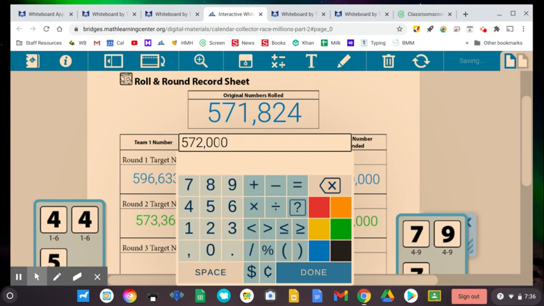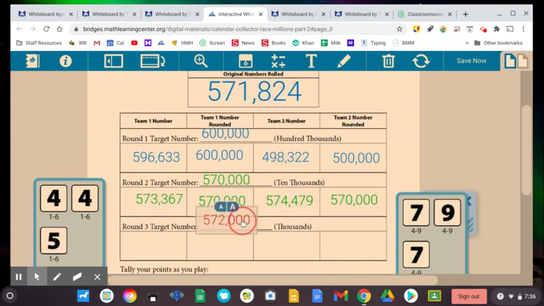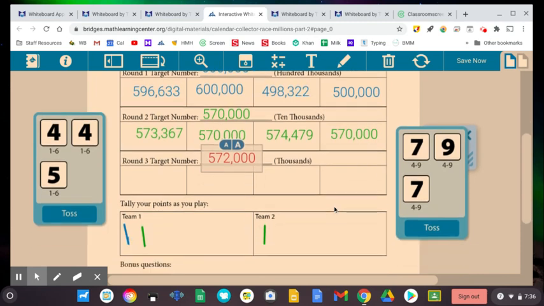Notice that everything else filled in as zeros. So we're rounding to this number. These turn into zeros. Let's make it red. This will be the red round. Okay, we'll get our target number in place. Okay, so here we go. We toss the numbers.